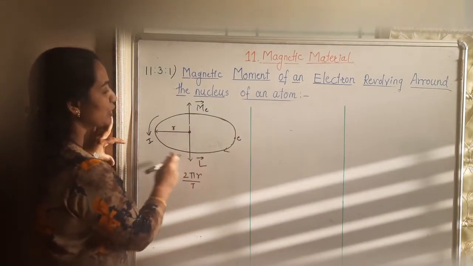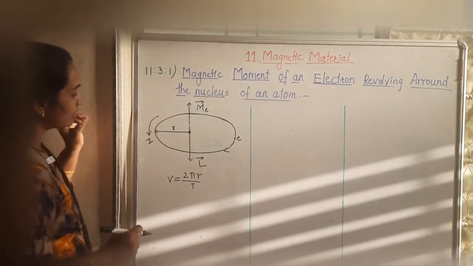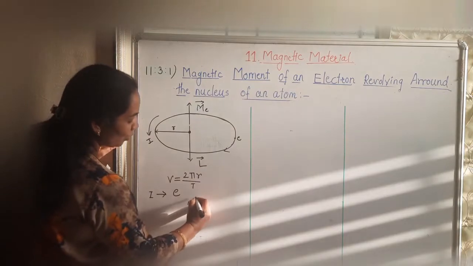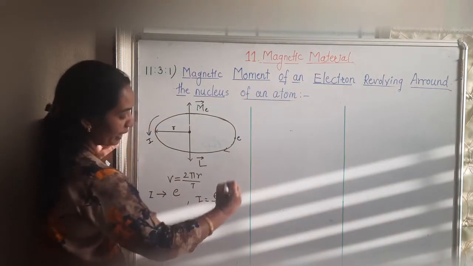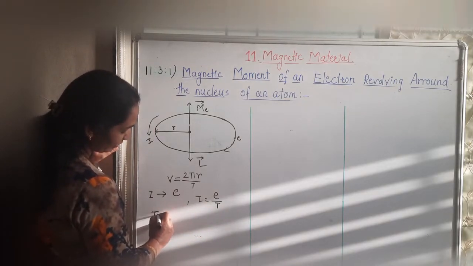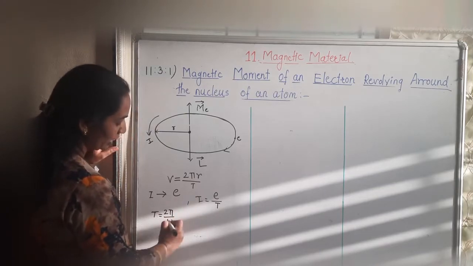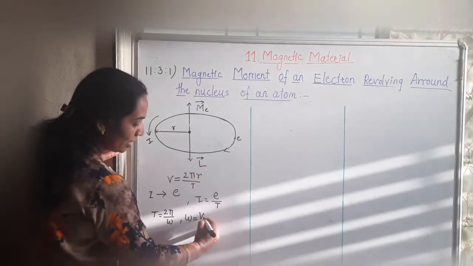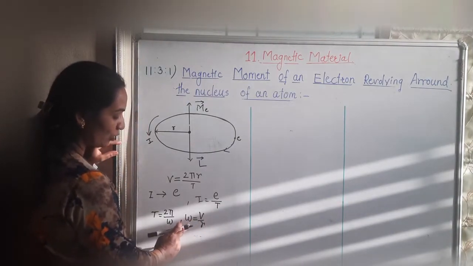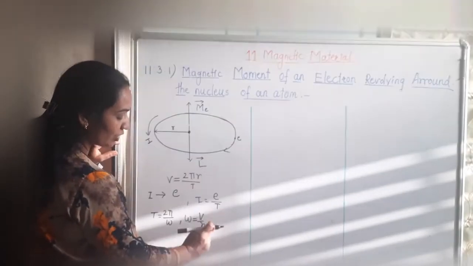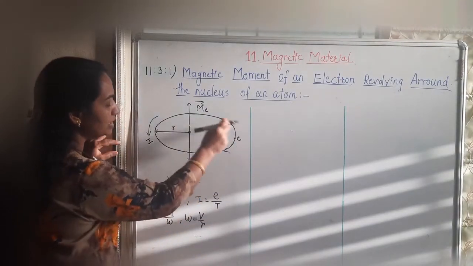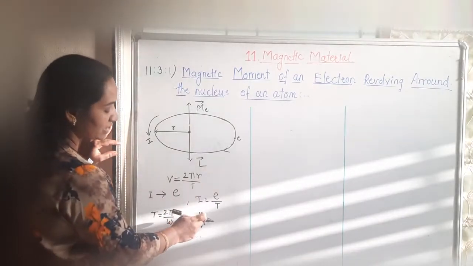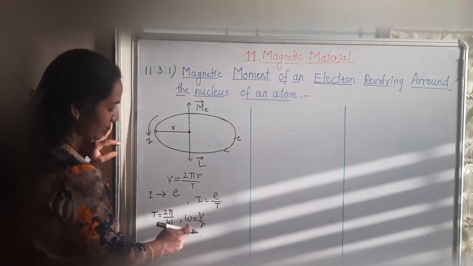When this electron moves in a circular orbit, it constitutes a current associated with the charge e. The value of this current I is equal to e upon T. Here T means time, which is equal to 2π upon ω, where ω is the angular velocity, and ω is equal to v upon r. Here v is the linear velocity, r is the distance of the electron from the nucleus, and ω is the angular speed.